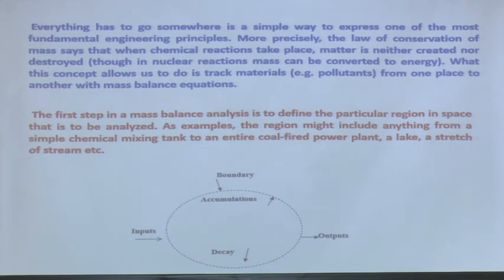per unit time. Okay. So, more precisely the law of conservation of mass says that when chemical reactions take place, matter is neither created nor destroyed, though in nuclear reactions mass can be converted to energy, but in general we apply this. So, what this concept allows us to do is track materials, suppose pollutants, say in air, that is I am having air pollution. So, I am throwing dust here. So, what will be its effect 50 kilometers away from this?